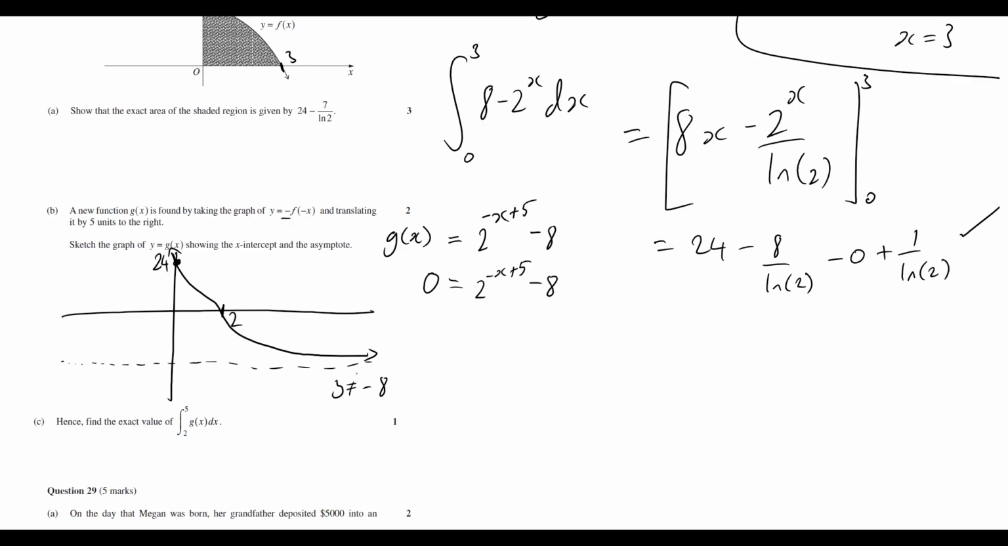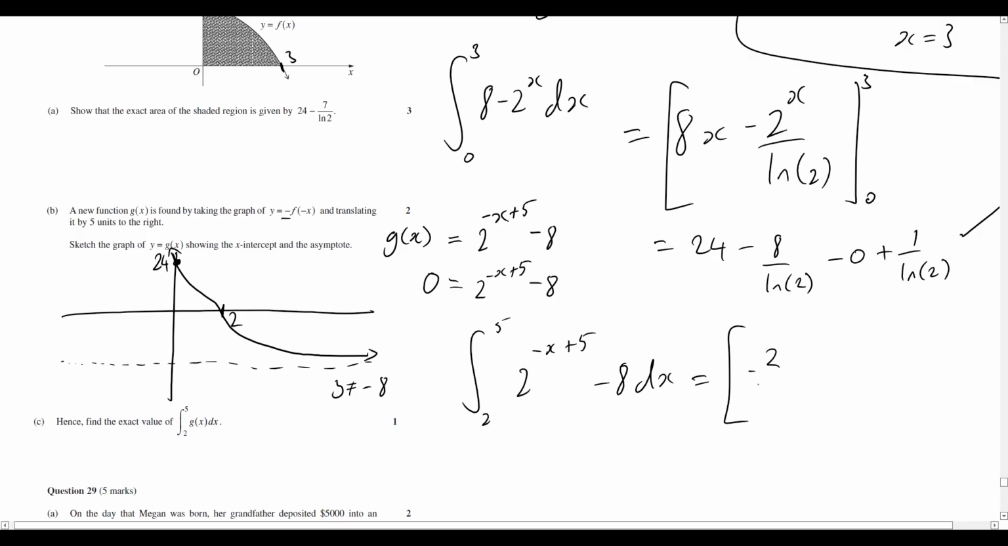Okay, so there are a couple ways to do this. I'm just going to do this the straightforward integration route. So the integral from 2 to 5 of 2 to the minus x plus 5 minus 8 dx. Okay, so that's now going to give us minus 2 over natural log of 2 to the power of minus x plus 5 minus 8x. And that's from 0 to 5.